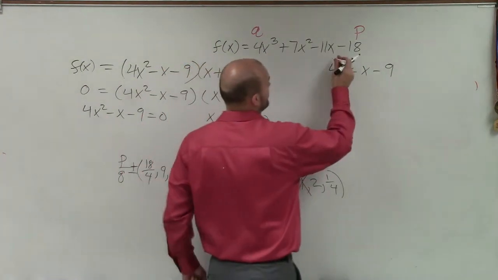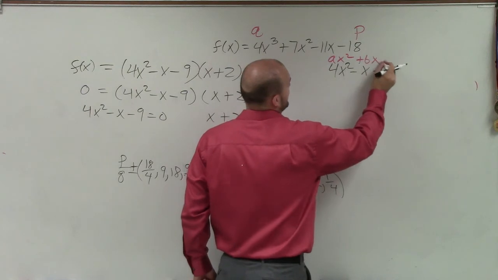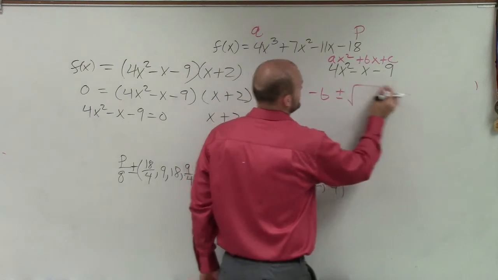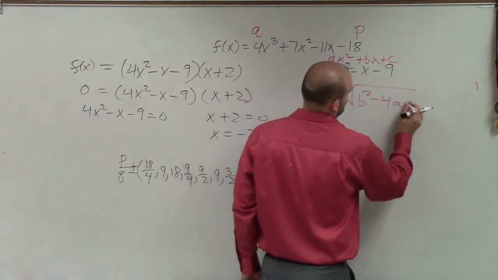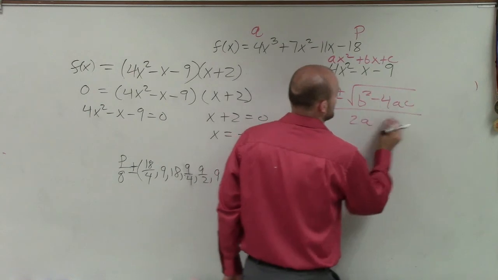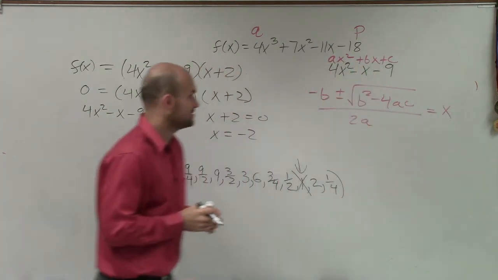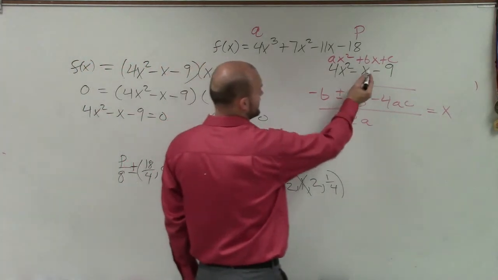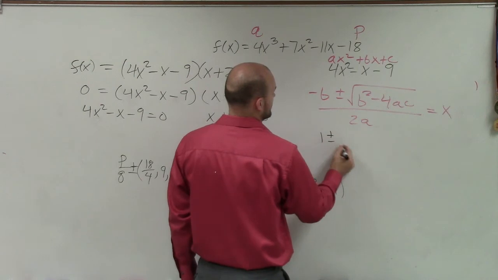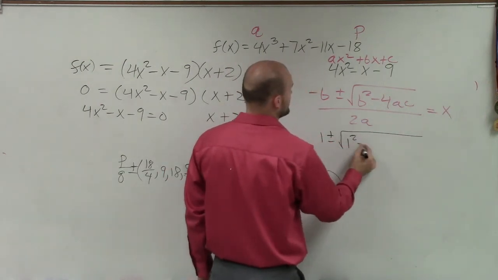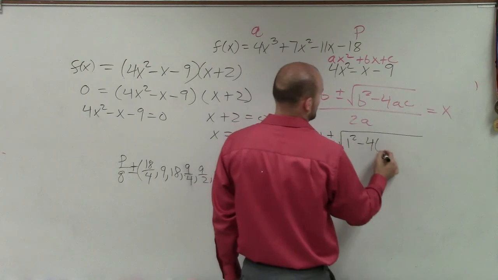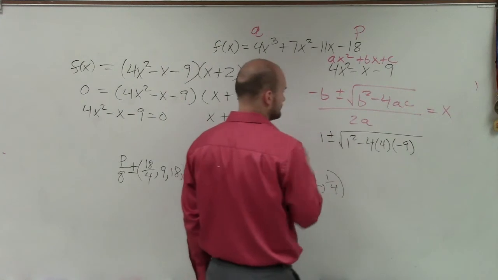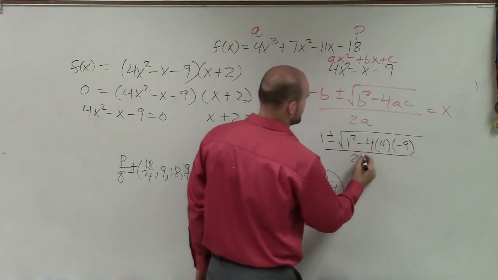That is a quadratic in the form of ax squared plus bx plus c. And we know that all quadratics can be solved using the opposite of b plus or minus the square root of b squared minus 4 times a times c, all over 2a, and remember that equals your x-intercepts. So we could solve it this way and see what is going to come out of it. So the opposite of b is a positive 1 plus or minus the square root of 1 squared minus 4 times a, which is 4, times c, which is negative 9, divided by 2 times 4.